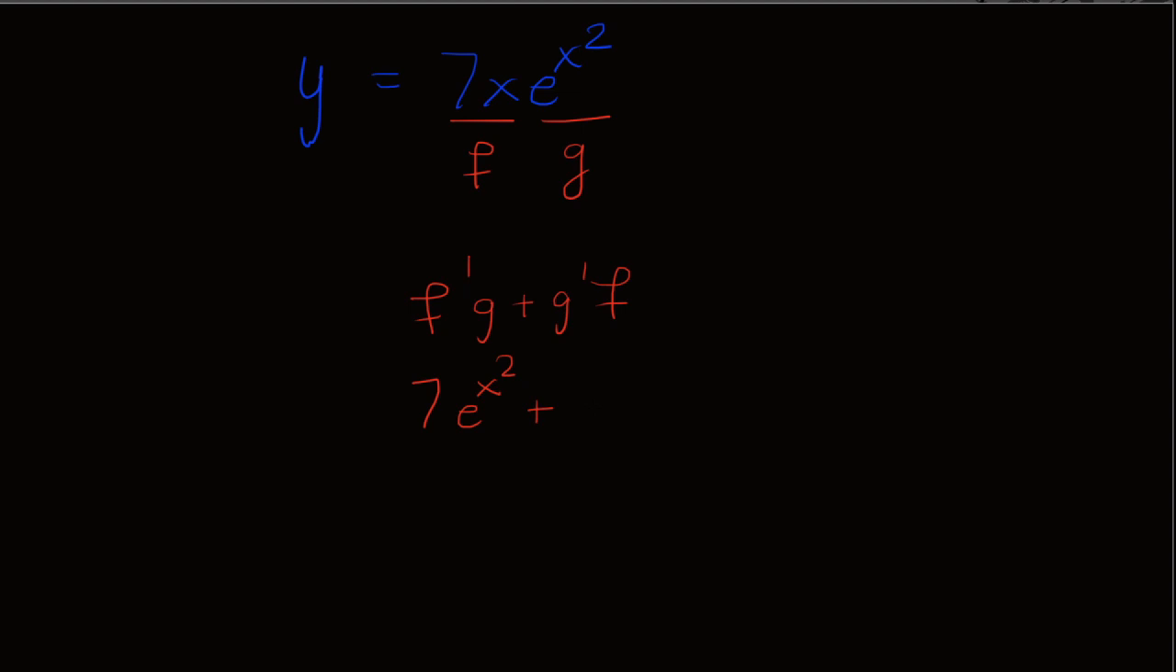Well, the derivative of g is e to the x squared times the derivative of the exponent. So the derivative of the exponent is 2x, and that's the chain rule part, times f. We can go a step further and notice that both terms have a factor of 7 and e to the x squared. I'm going to pull that out, and I'm going to be left with 1 plus 2x times x, which will just give us 2x squared. And that's our derivative.